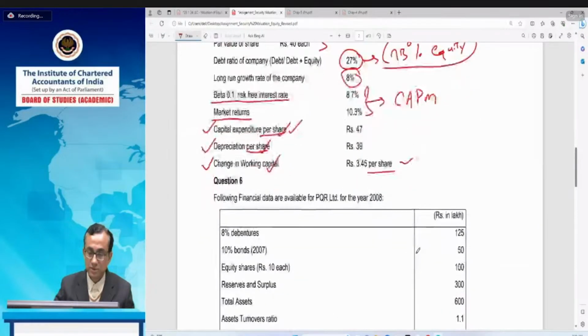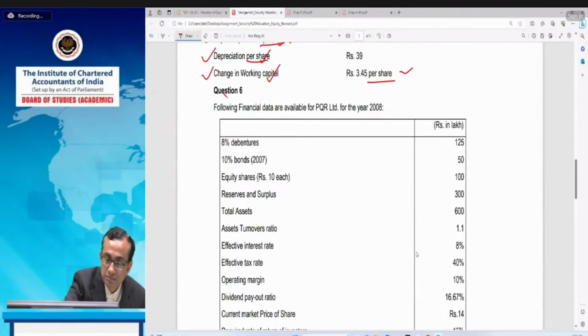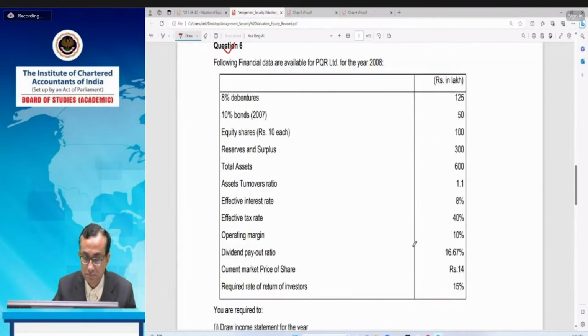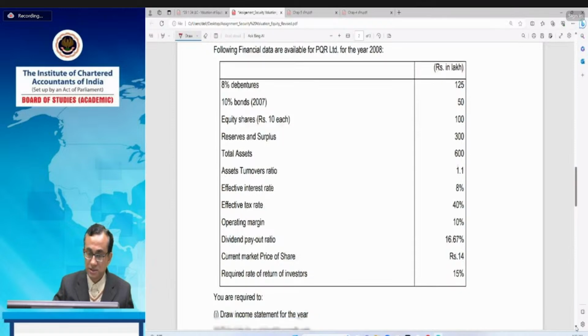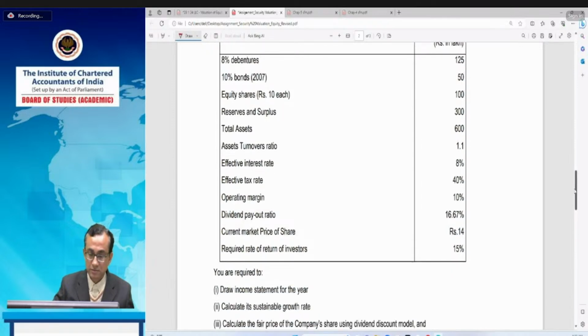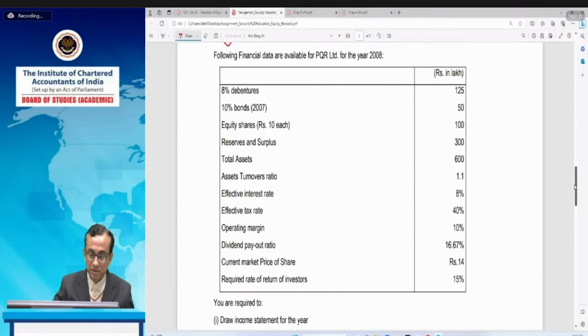Now, we will proceed to the next question, which is question number 6. First of all, read this question carefully, and then we will proceed towards solving it. Debenture is given, bond is given, equity shares are given, reserves and surplus given, total asset turnover. Okay. So, what is being asked in the question? First it is asked to calculate the income statement.